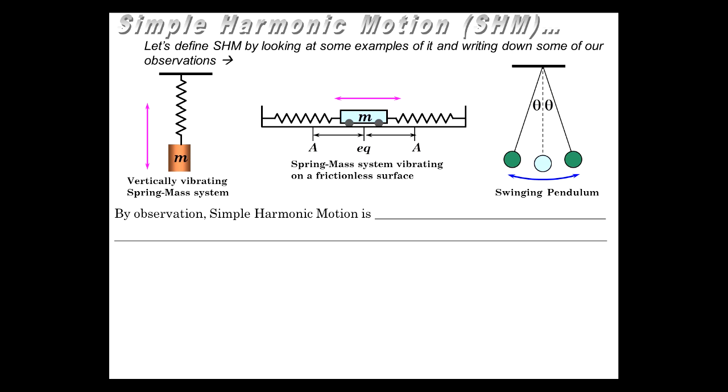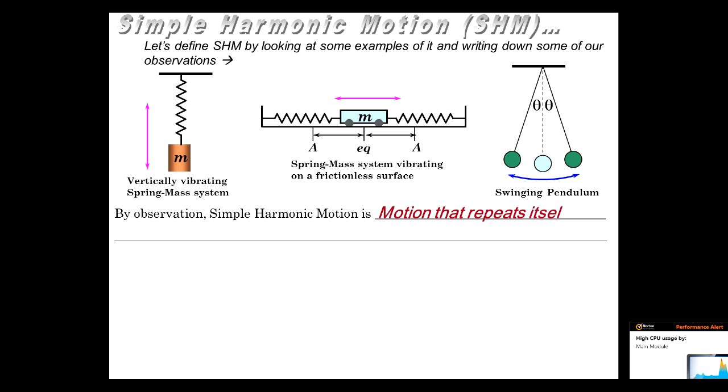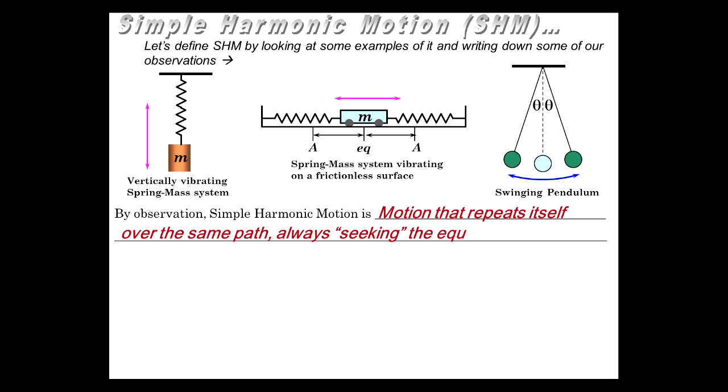So I'm going to write a sentence here about what simple harmonic motion is, which is motion that repeats itself over the same path, always seeking the equilibrium position. So the equilibrium position for this one is right here, and it goes up and down about that equilibrium position. Here's the equilibrium position. It goes back and forth, and it always seeks that equilibrium position and then passes through it. Same thing here. Equilibrium position, back and forth through it, not stopping on it, especially if there's no external friction.